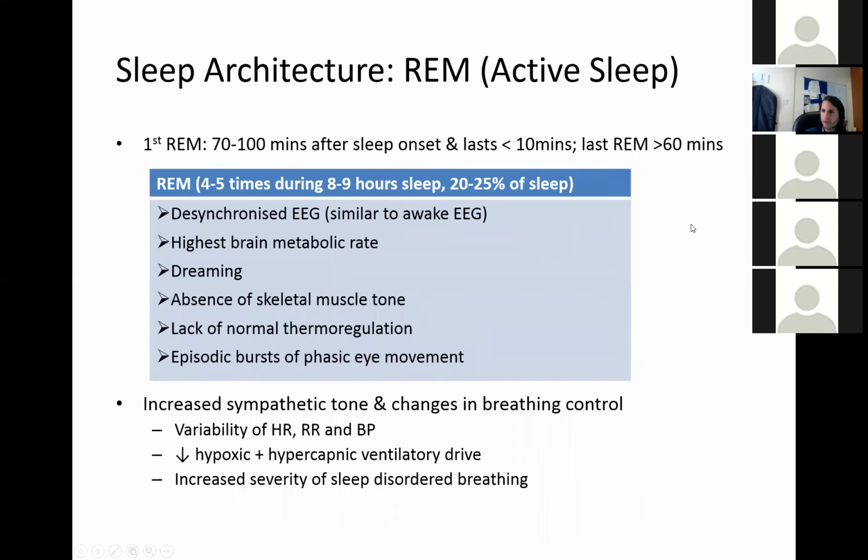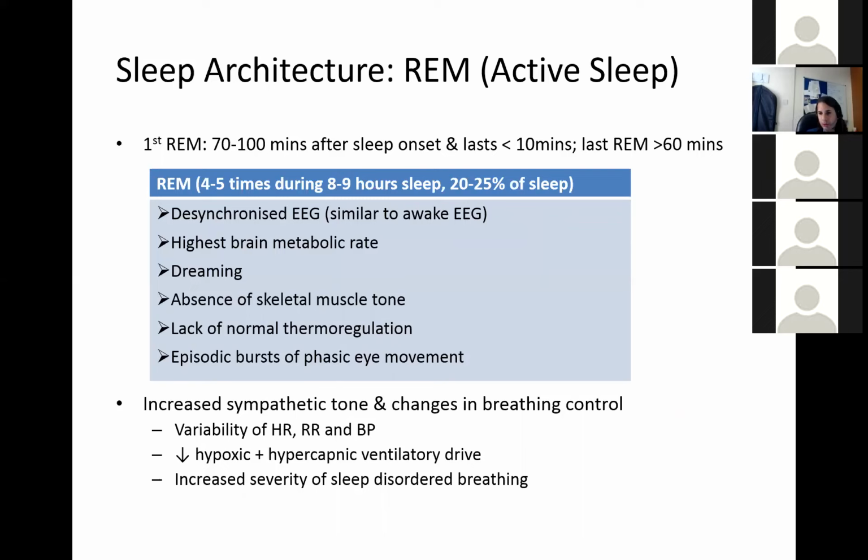So this just summarizes about REM sleep. The first onset of REM is about 70 to 100 minutes after sleep onset and lasts for about 10 minutes. Towards the end of the night, your REM sleep is about 60 minutes or more. The EEG is desynchronized, very similar to when you're awake.